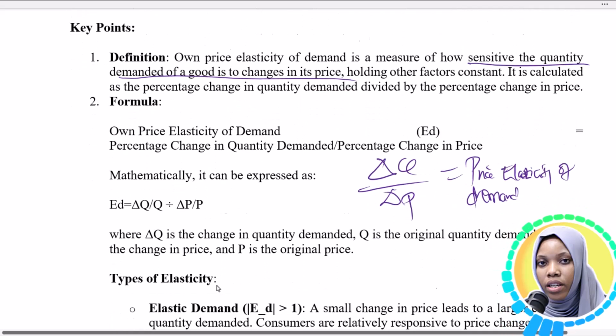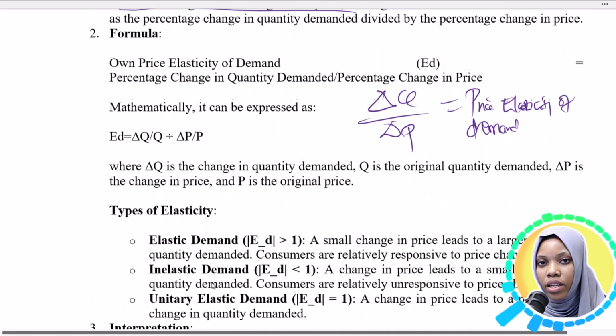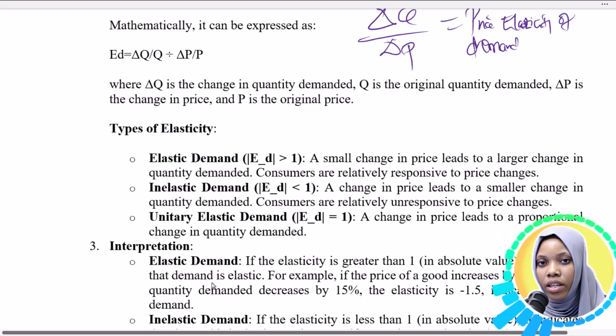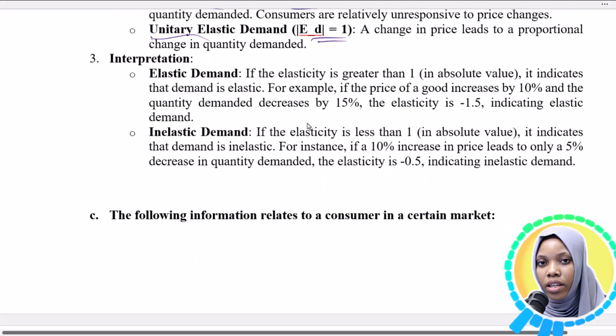That is what it entails, and I went further to tell you the types. There's the elastic demand, which is when you calculate the change in price and change in quantity, and we get a positive 1. Then we said the demand is elastic. If we get a negative 1, then the demand is inelastic. And if we calculate and the answer is equal to 1, then the demand is unitary. And we further interpreted that.